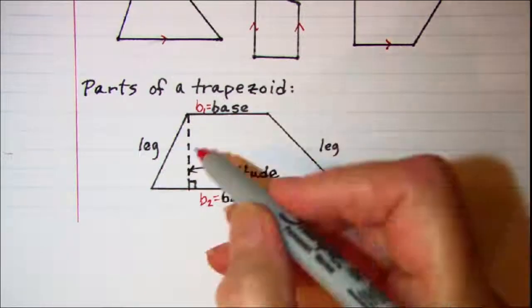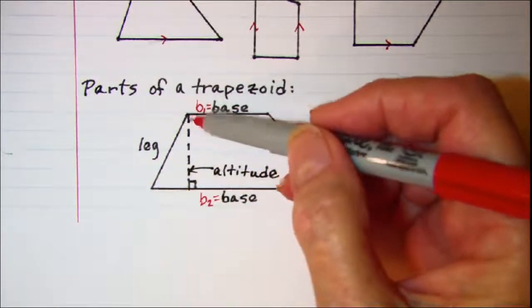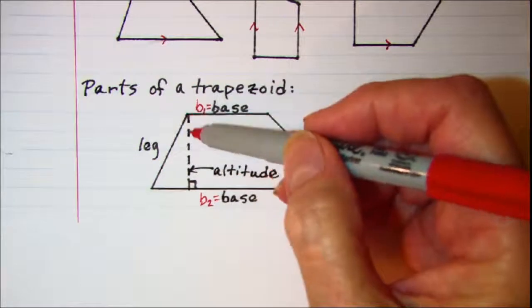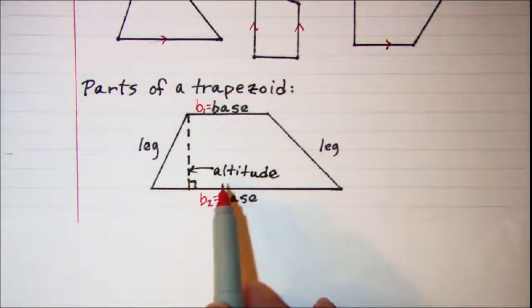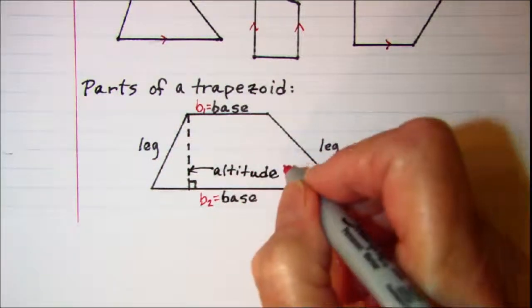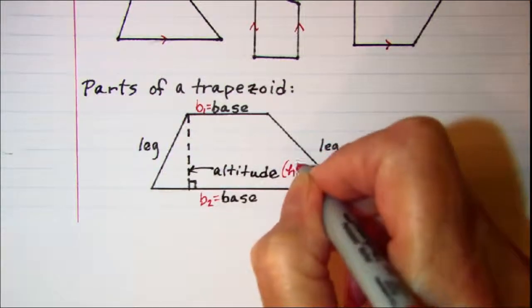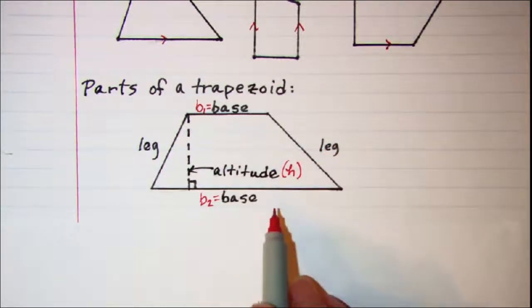And then the distance between the two parallel bases, that's called the altitude or the height. We'll just call that h also.